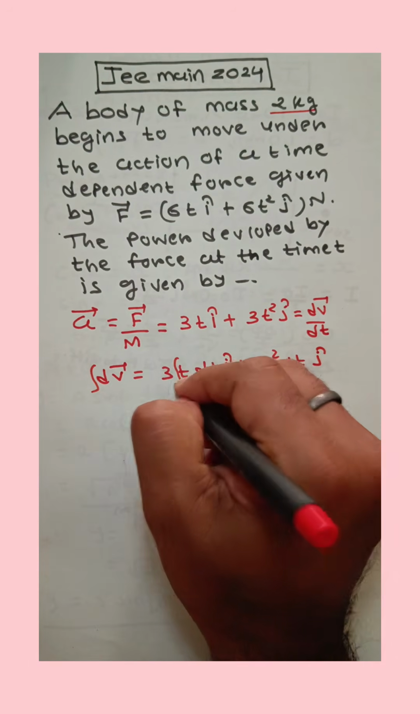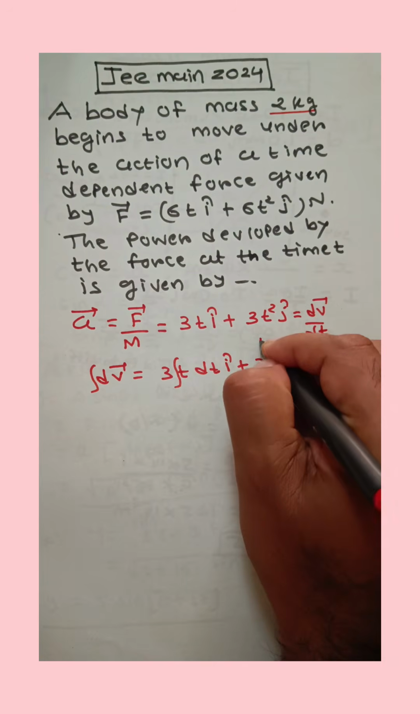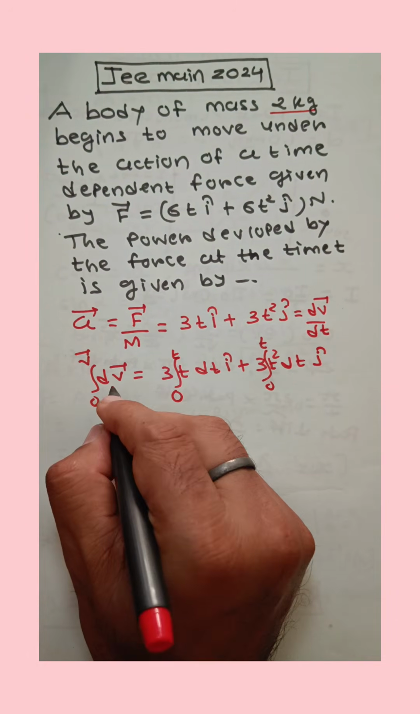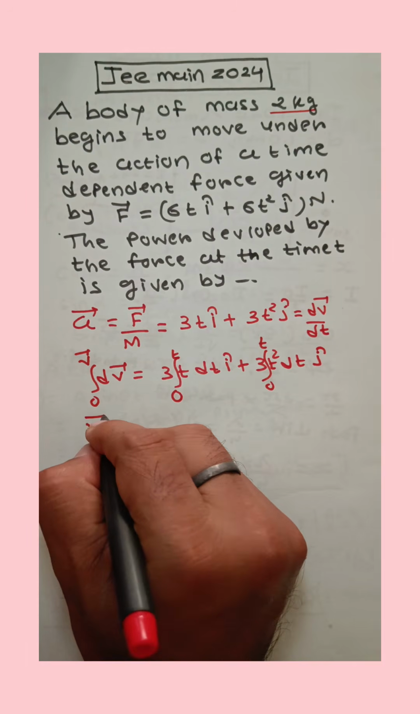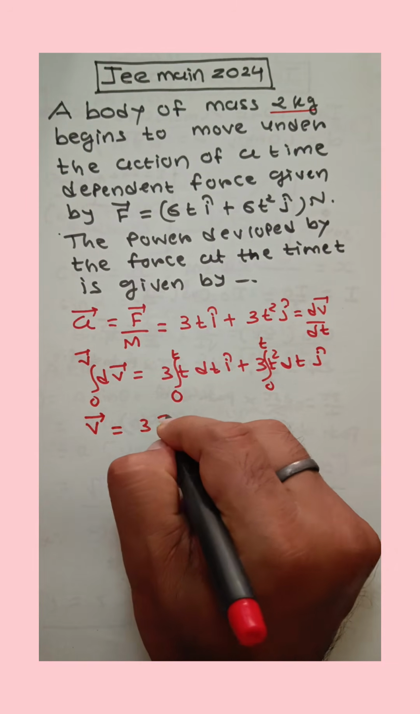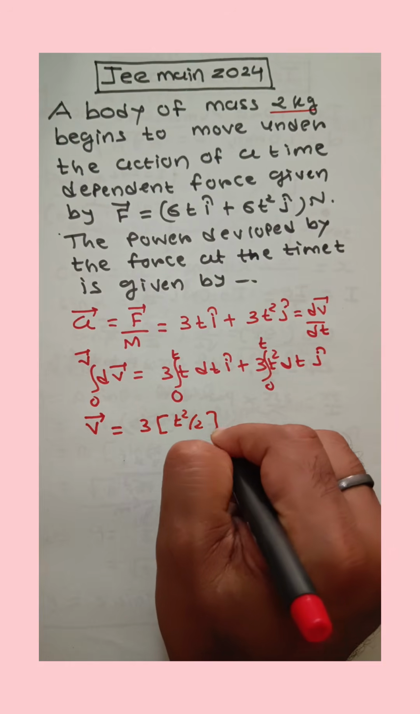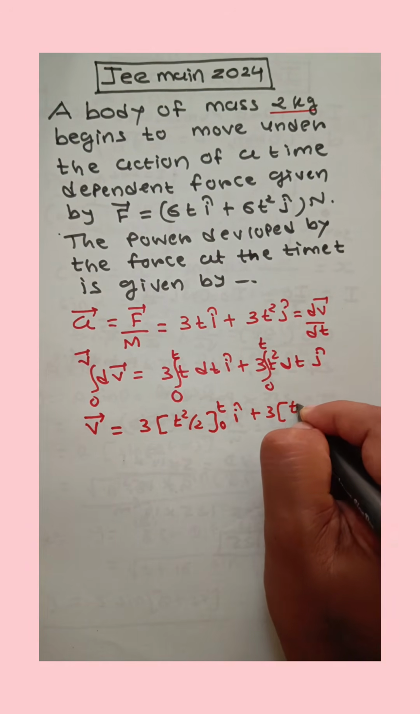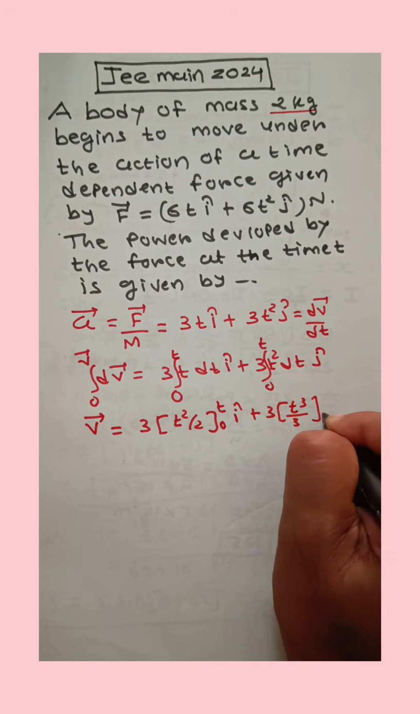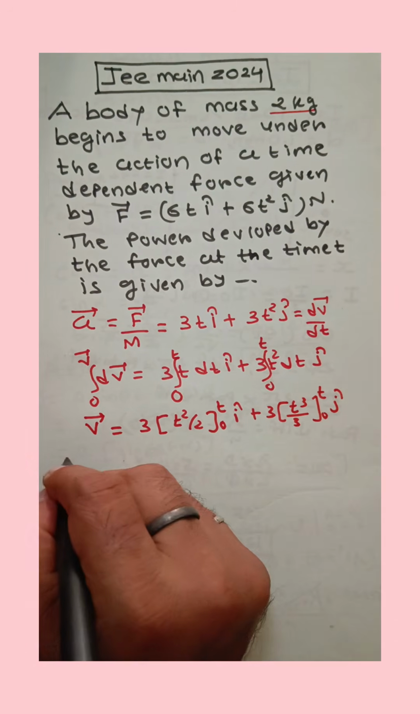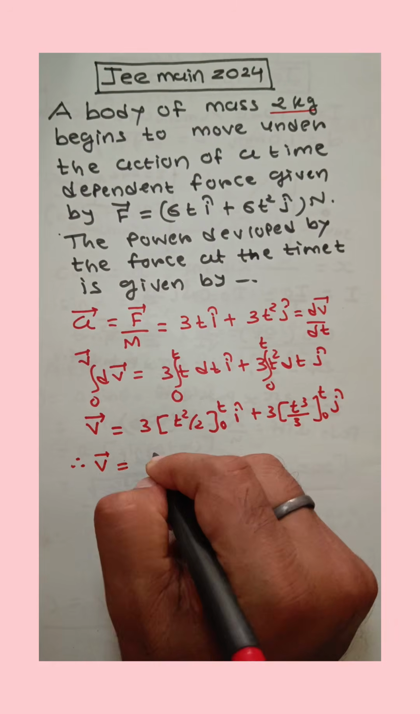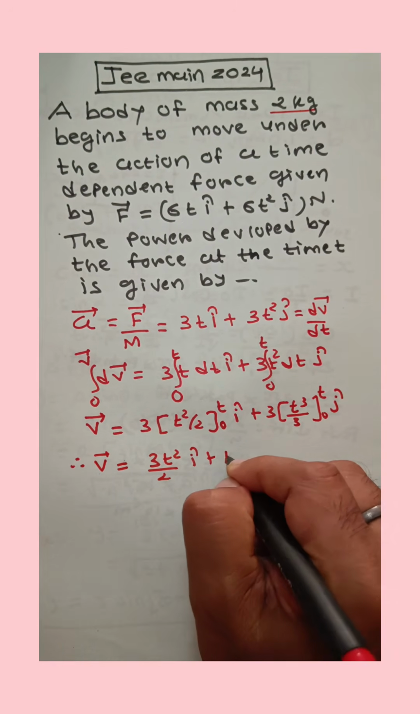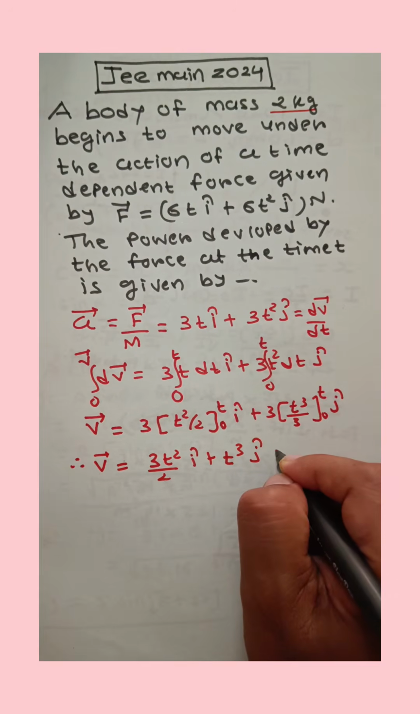Now taking integration on both sides, 0 to t, and 0 to v. Integration of dv is v, upper minus lower limit is v minus 0, which is v. 3 times integration of t is t² by 2, 0 to t, into î, plus 3 times integration of t² is t³ by 3, 0 to t, ĵ. So from this, v vector is equal to 3t² by 2 î plus t³ ĵ.